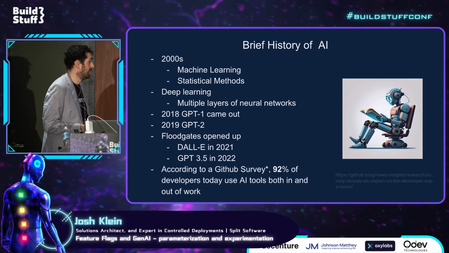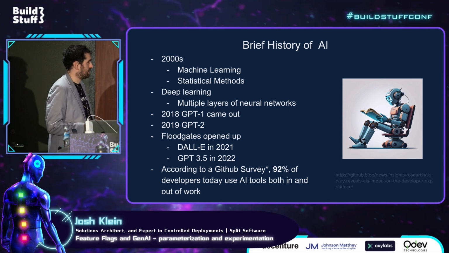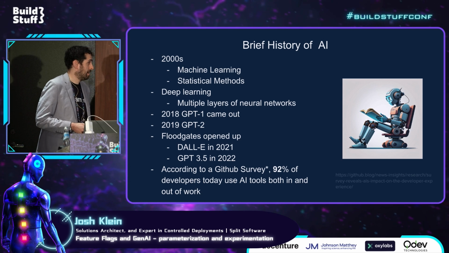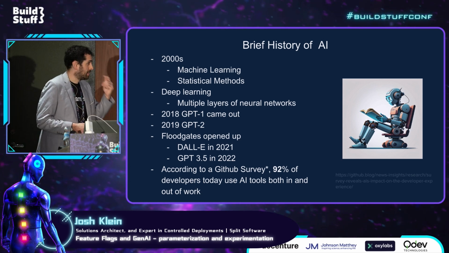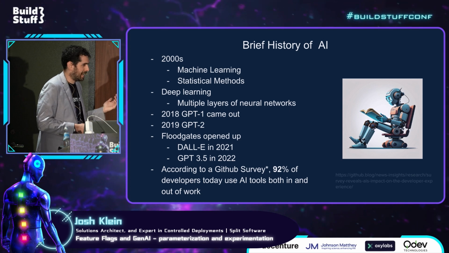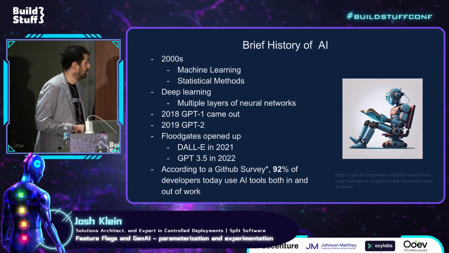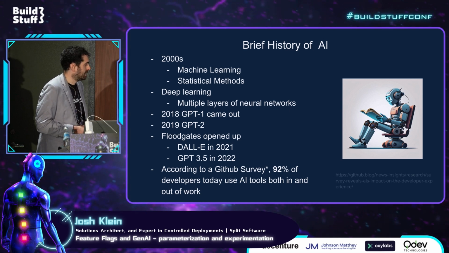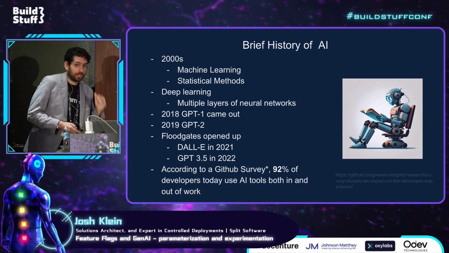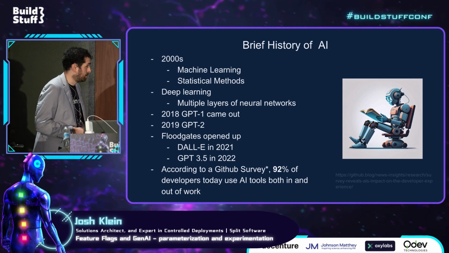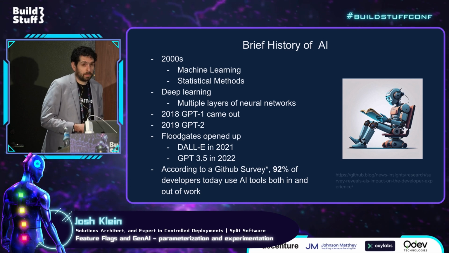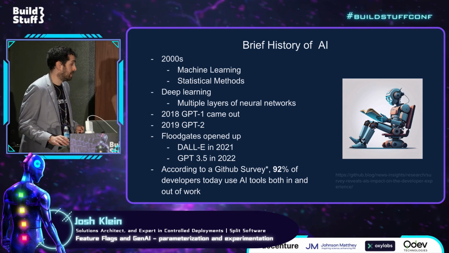As everyone saw, the big change or the big sort of explosion was when GPT-3 came out, but also DALL-E in 2021, for those who were around then. That was huge. People were making funny images and were amazed at that too. And this was interesting, according to a GitHub survey, 92% of developers today are using AI tools both in and out of work, right? So that's an enormous change. That's something that's happened extremely rapidly over the last few years.